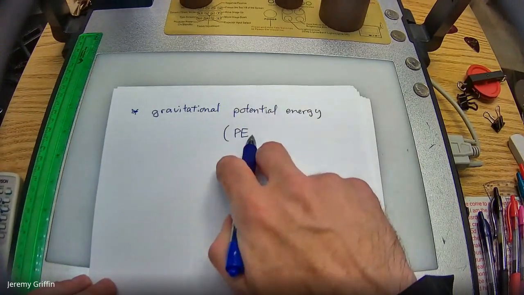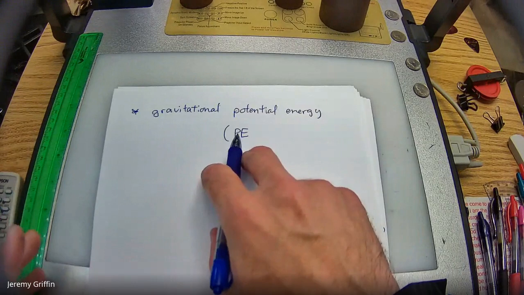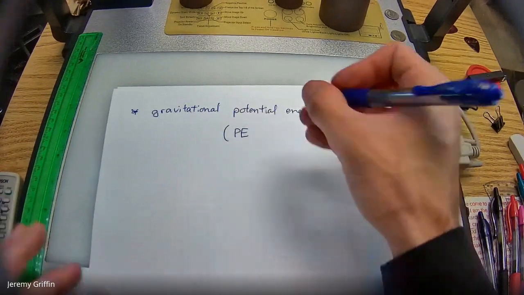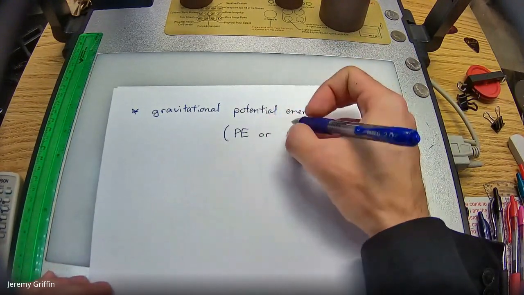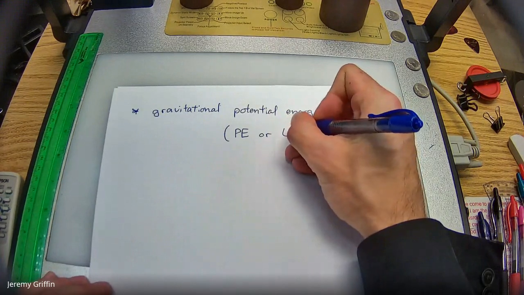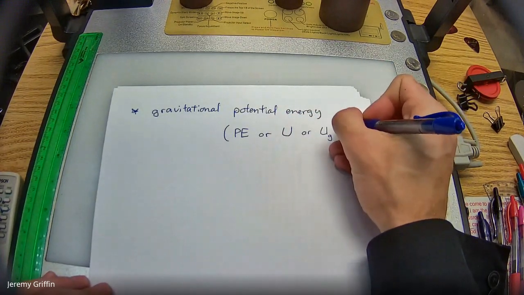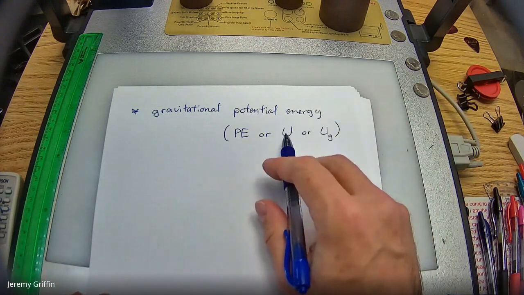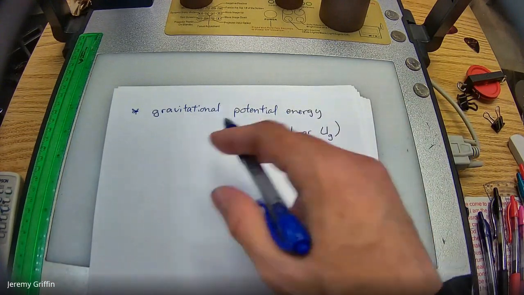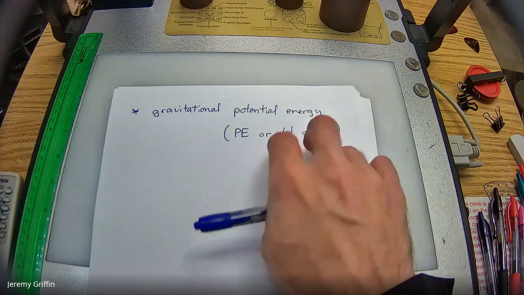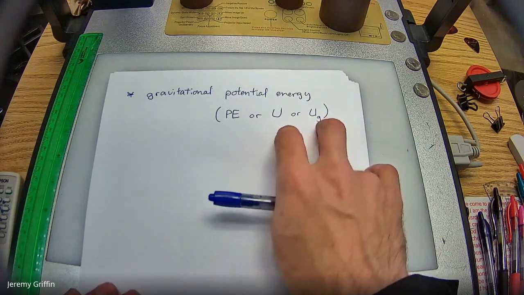But the problem with this is it's very easy to mix this up and think it's two variables multiplied together, which it does not. So what AP does is they just call it capital U or U sub G. Capital U is potential energy. U sub G is saying specifically gravitational potential energy. So in my recent notes, I've been trying to switch over to capital U.